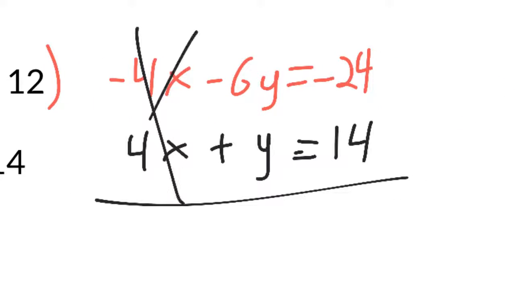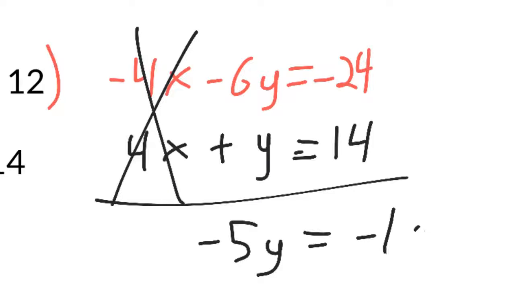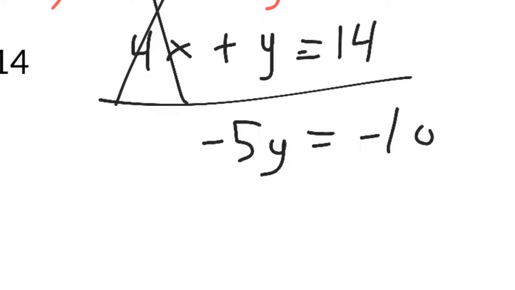Now, if you add them up, the x's completely cancel out, and then you've got -6y plus 1y makes -5y, and then you've got -24 plus 14, that makes -10. So the writing's kind of on the wall there. y is 2. You divide both sides by -5.